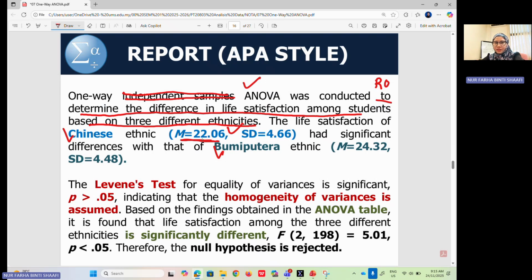I think yours is different, right? Just now, the data here is based on my data in the notes. So write your mean value and your standard deviation value. For Bumiputra, your mean value and also your standard deviation. This is just the descriptive result. You could have this from the very first table just now, right? And then the homogeneity from the second table.